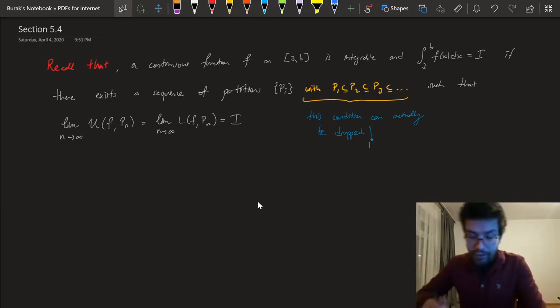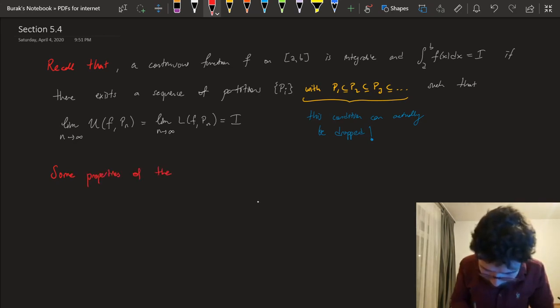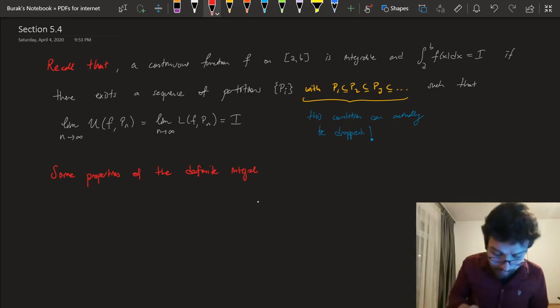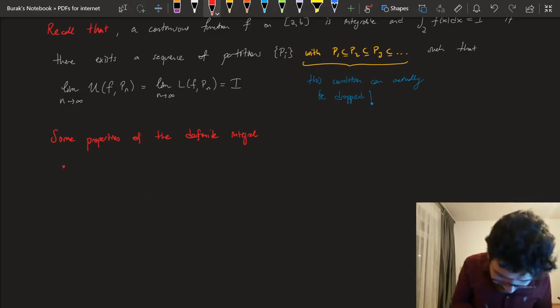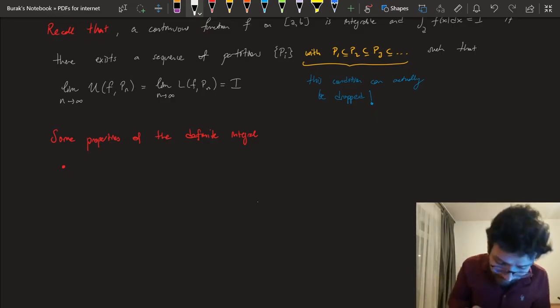So some properties of the definite integral. Okay, so I'm going to list some properties, and these properties can be proven from the definition, but I'm not going to bother doing that. Okay, the first one is, I'm not going to write down the setting, like I have a continuous function and a closed bounded interval, blah blah blah. I'm not going to write that down.